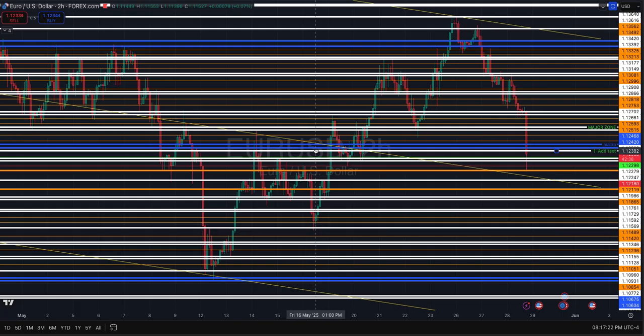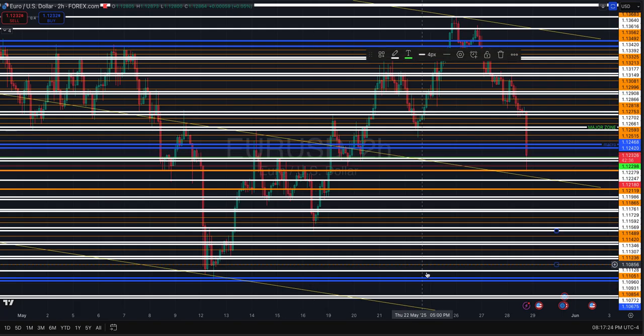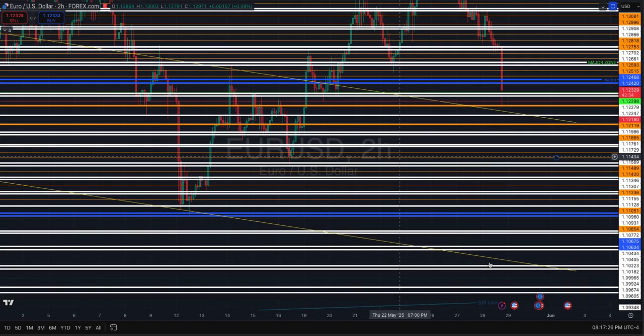If those don't hold, then I could see us coming back down and testing this macro level, setting up a failed breakdown at this low. Otherwise, touching the support of the bull flag we've discussed.